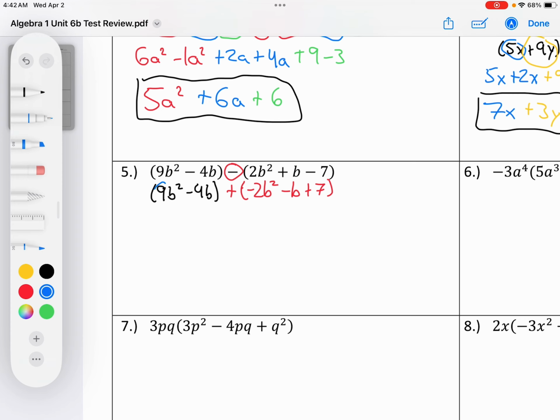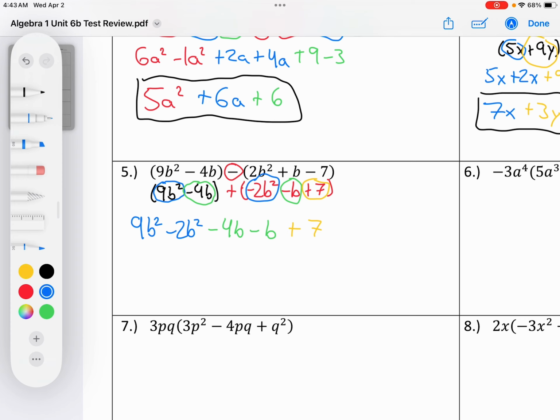Then I look for my like terms. I have 9b squared. That would be a like term with the negative 2b squared because they both have b squared. Next thing I see is negative 4b, and that would be a like term with the negative b. So negative 4b will be a like term with the negative b. And then finally, we have this plus 7. We don't have any like terms with it. There's nothing else that we can combine with it, but it is part of our problem. We can't just throw it away. It's got to come down into our problem.